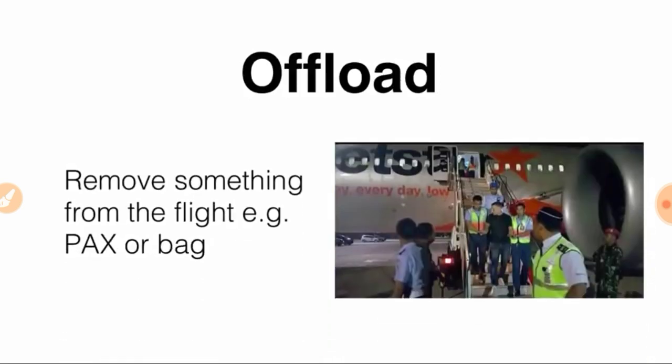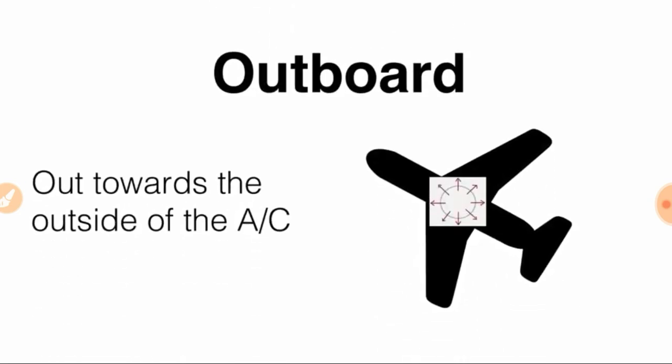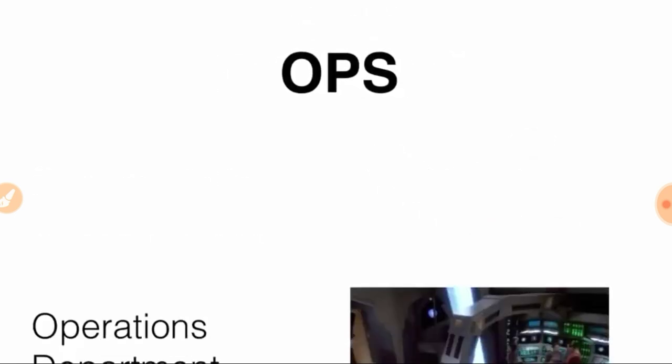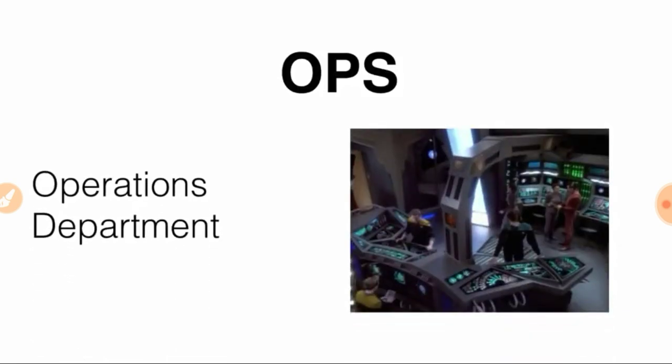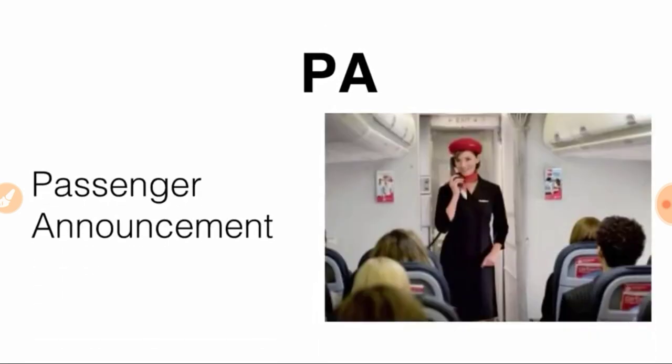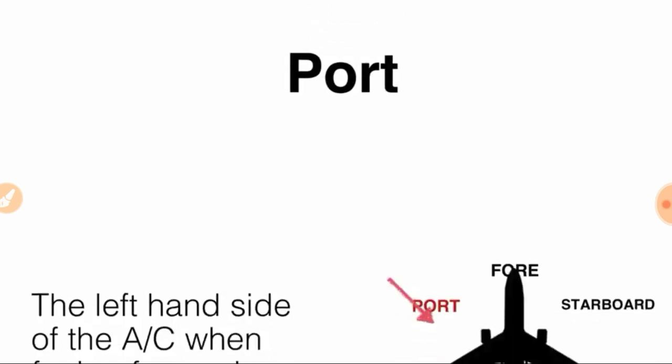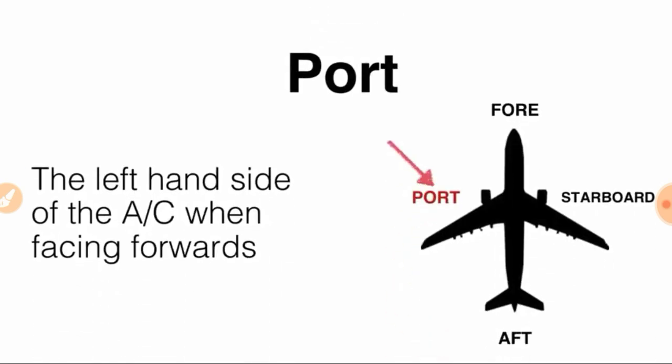Offload, remove something from the flight, example passenger or bag. Outboard, out towards the outside of the aircraft. OPS, Operations Department. PA, passenger announcement. PAX, passengers. Port, the left-hand side of the aircraft when facing forwards.